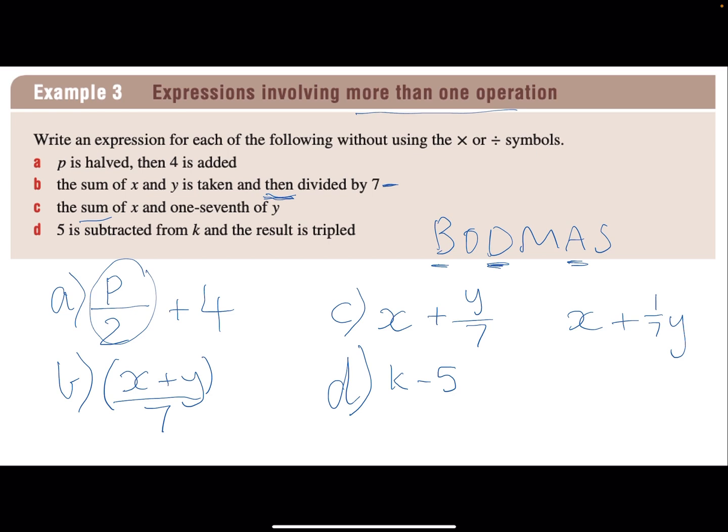So if we want to times this by 3, the way that we would write that, as we saw yesterday, we can put the 3 outside of brackets and K minus 5. So that tells us we're going to do this part in the brackets first, the K minus 5, then that answer will be multiplied by 3 because we're following the BODMAS rules.